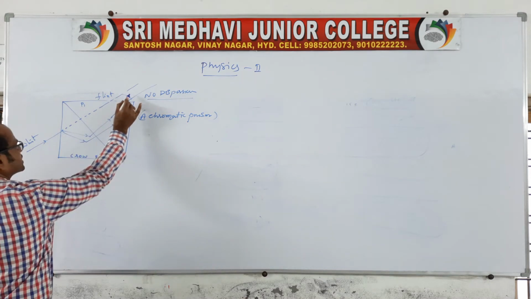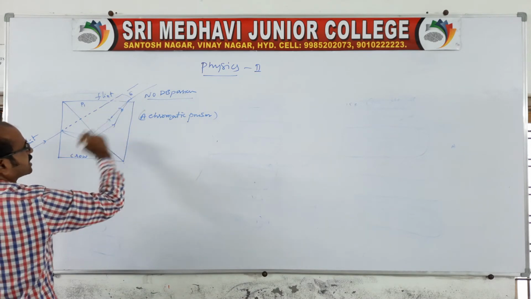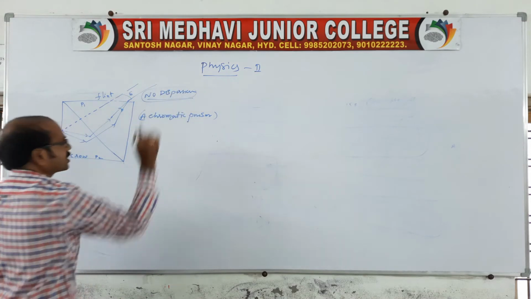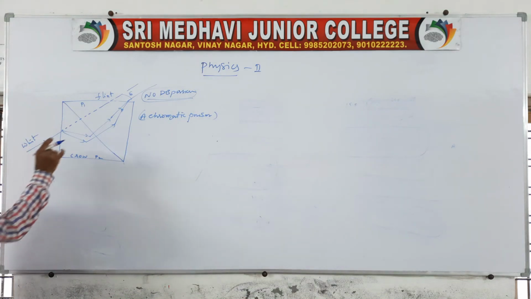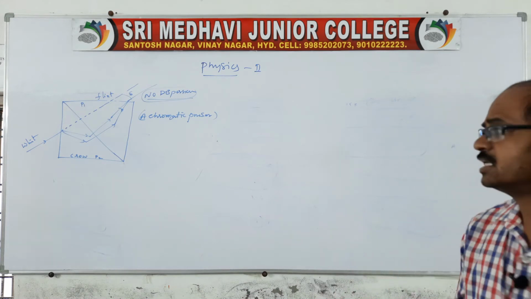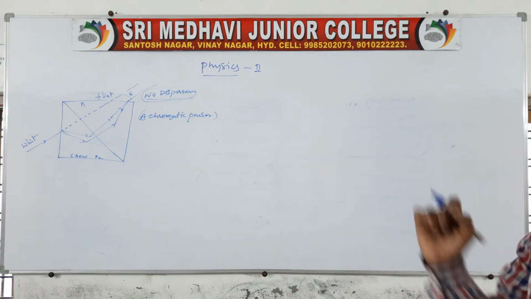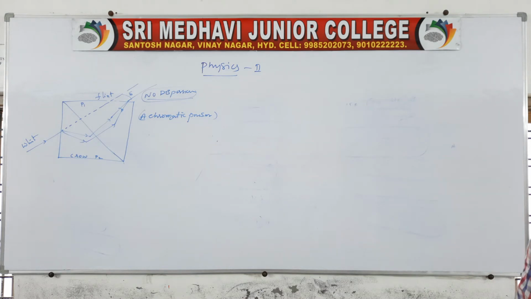Deviation in the sense is this delta. Deviation is there, but there are no 7 colors coming out from the prism. When the two prisms are joined together, we will not get dispersion but we will get a deviation, which we can call the achromatic prism.